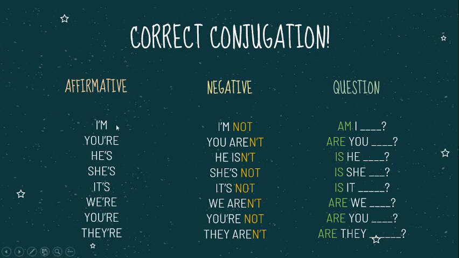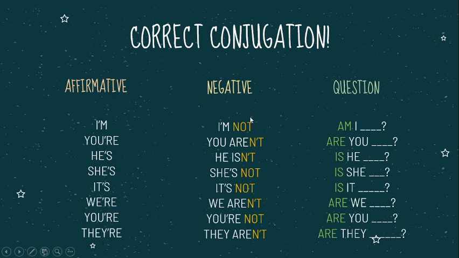So we say, I'm, you're, he's, she's, it's, we're, you're, they're. Here, they loses the sound A, and it becomes more like an A sound. So we say they're. And what is happening here is that we are fusing the verb with the pronoun and making one single word. So this makes the pronunciation easier.